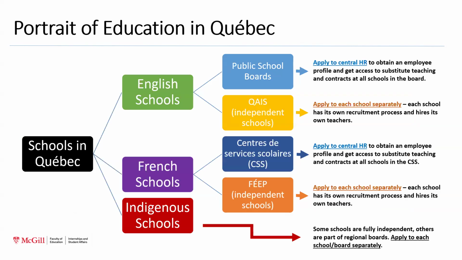So here is the portrait of education in Quebec as it currently stands. Schools in Quebec are divided into, I would say, three main categories: English schools, French schools, and Indigenous schools. If you break down the English schools, there are the public school boards. And for the public school boards, you apply centrally to HR. So you're not applying to each specific school individually. You're applying to central HR to obtain an employee profile and get access to substitute teaching and contracts at all the schools on the board. So this is the main approach you want to take.